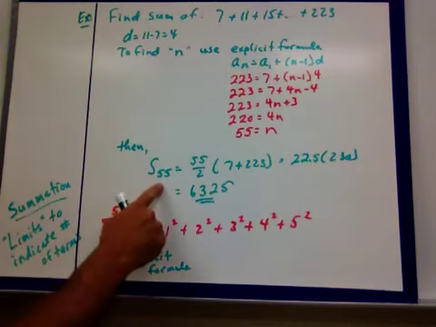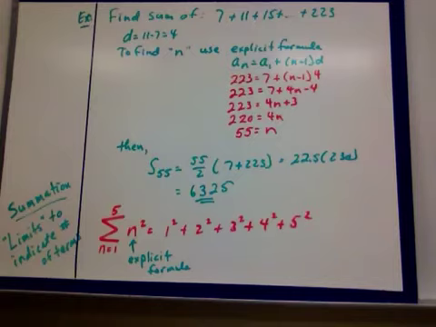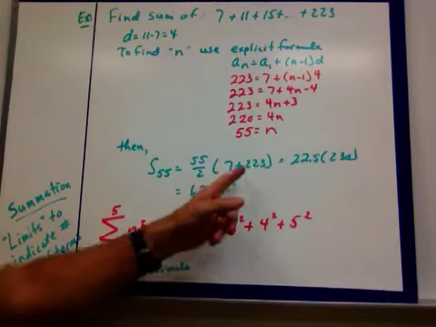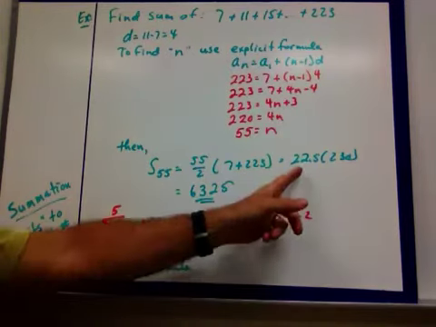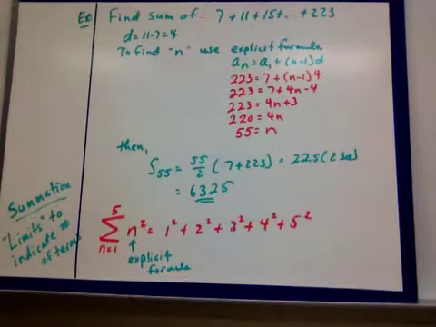So to find the sum of the 55 terms, it's 55 over 2 times the first one plus the last one. You get 27.5 times 230. 6,325 would be the sum of those.